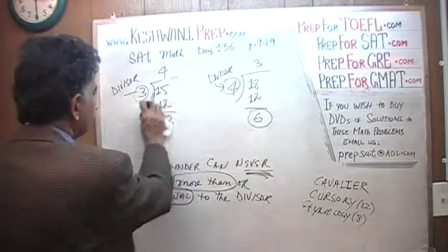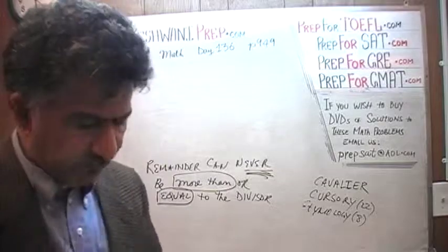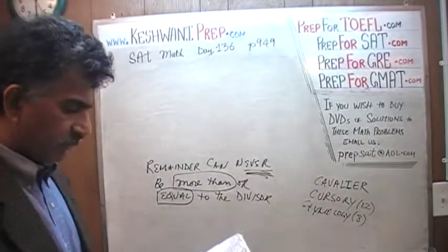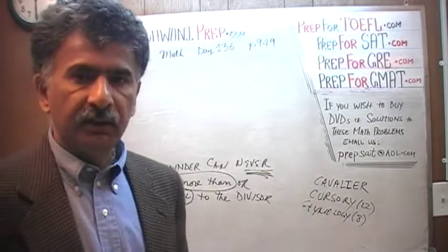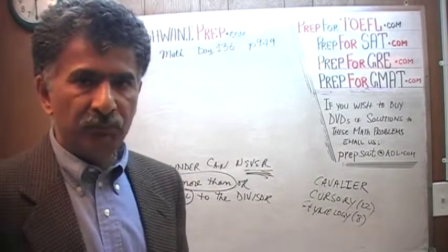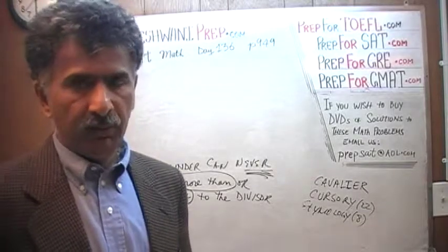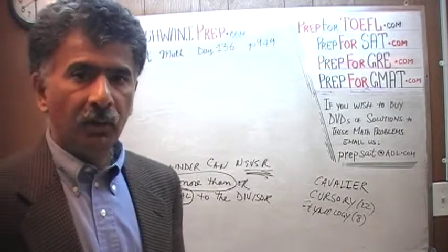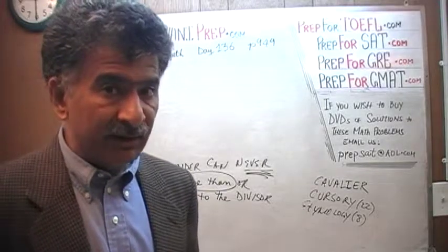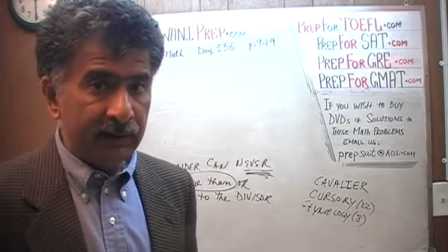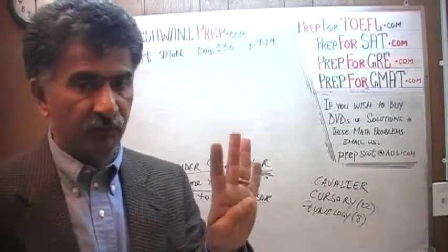Problem number 6. In problem number 6, it says which of the following could be the remainder when 4 consecutive positive integers are divided by 3. Now the fact that there are 4 consecutive positive integers is of no value whatsoever. It is of no interest to us. What matters to us in this particular question, and you will see in a second why, is the fact that since we are dividing these 4 numbers by 3, they just happen to be consecutive numbers, which is of no interest to us here right now.